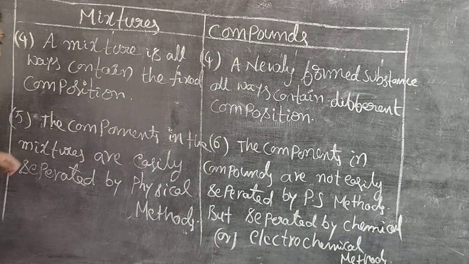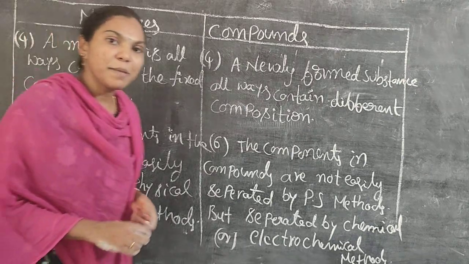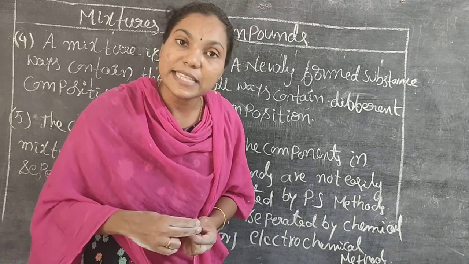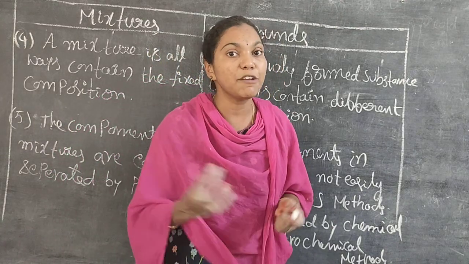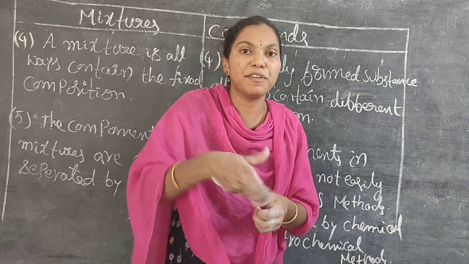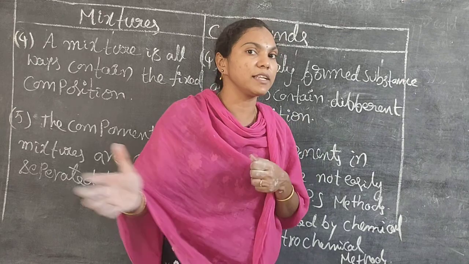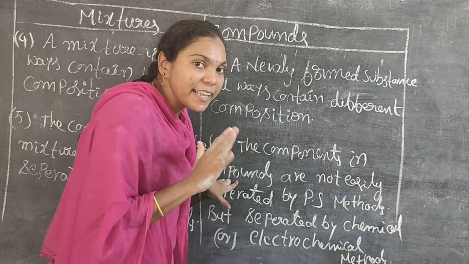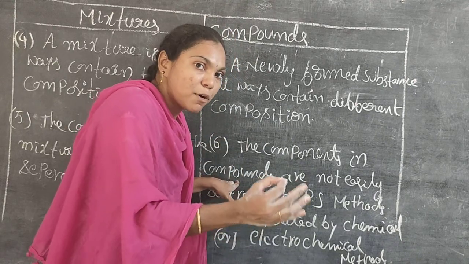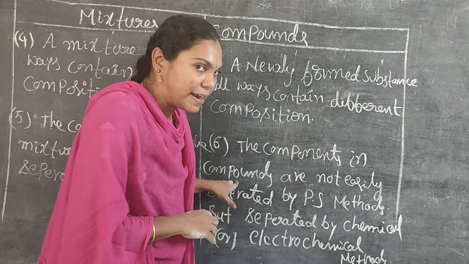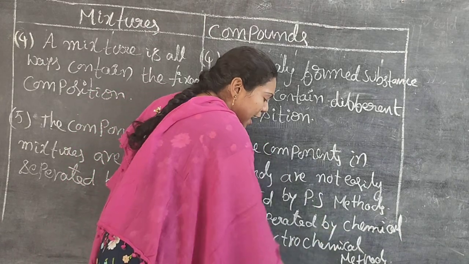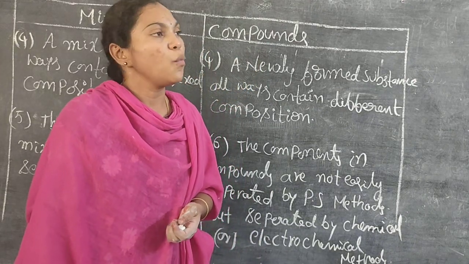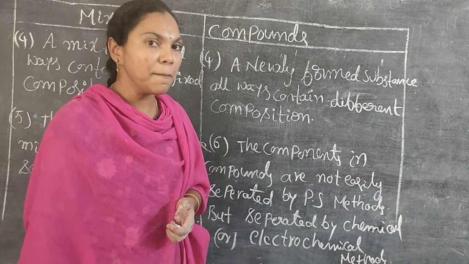So in mixtures, we can easily separate the components by using any physical methods. For example, soil and water mixture is easily separated by the filtration process. By taking a filter, we separate the soil and the water. By doing the filtration technique, we easily separate them. But the compounds are not easily separated. The components in the compounds are not easily separated by the physical methods, but by using chemical methods or electrochemical methods, we can separate the components in the compounds.